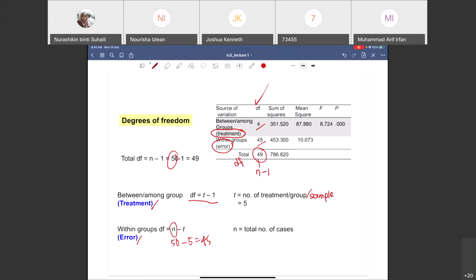Now let's move to the sum of squares, or we call it SS. Here we have SST, SSE, and this one is TSS. Okay, TSS. This is SSE, and this is SST. So how are we going to solve for the sum of squares?